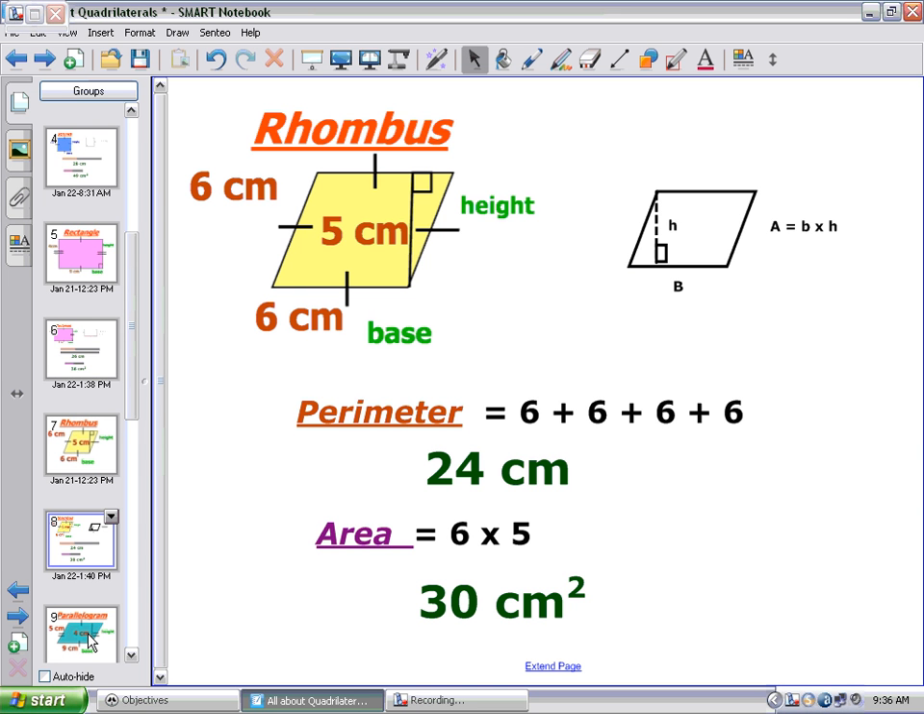So now using the formula, A equals B times H, which means the area equals the base times the height, gives us 6 times 5, which is 30 centimeters squared.